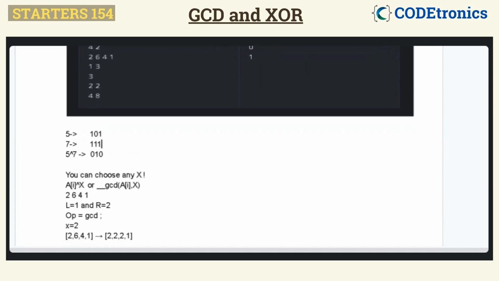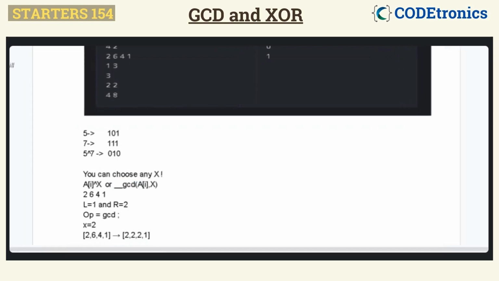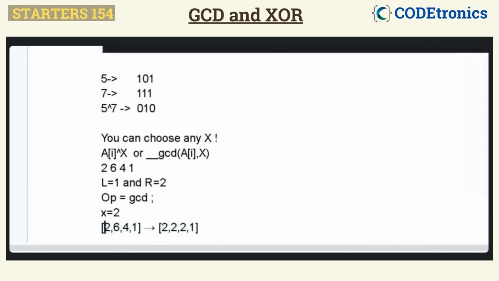And with GCD, you must be very familiar: the greatest common divisor. So we were on this sample test case, that on applying from L equal to 1 to R equal to 2 this operation of GCD with 2, we select 6 and keep its GCD with 2 here, and we then select 4 and keep its GCD with 2 here. So it transforms the array into 2, 2, 2, and 1.